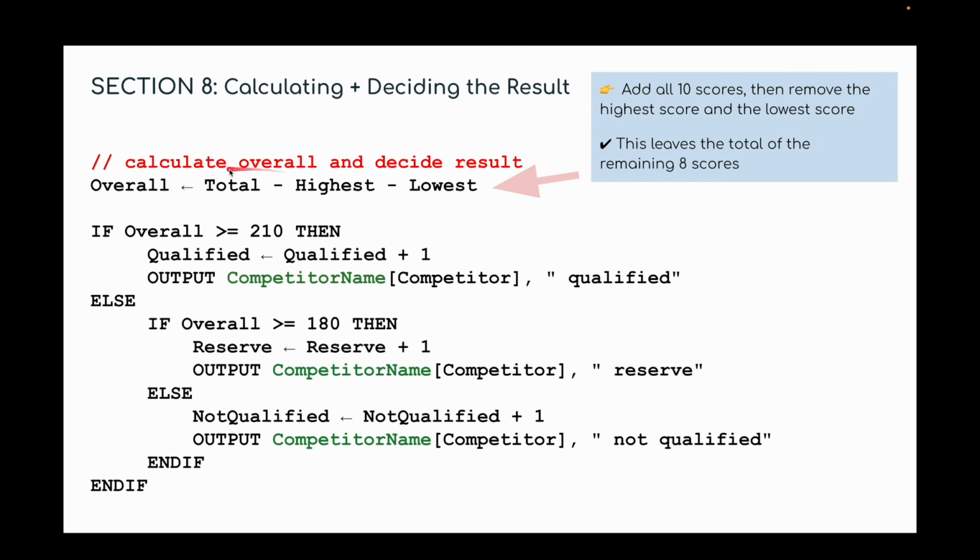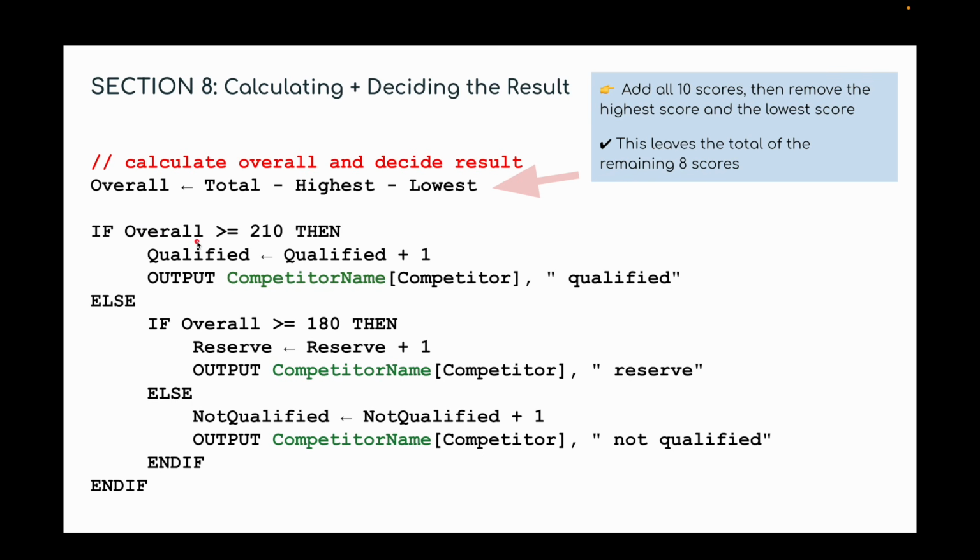Once we've done that, we calculate and decide on the results. We're going to add all 10 scores, so all 10 scores are totaled, then we're going to remove the highest score and the lowest score from the total, and that's going to be called our overall. That's going to be our variable overall for this.